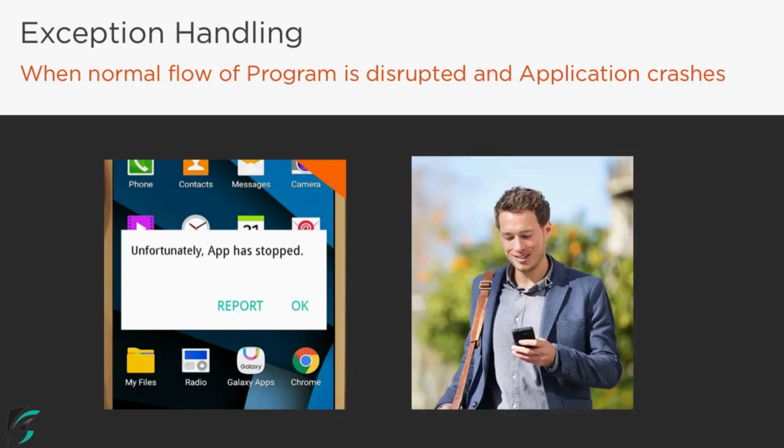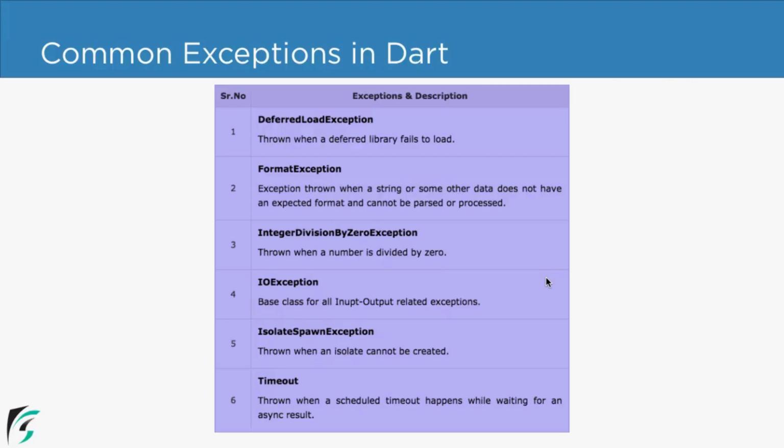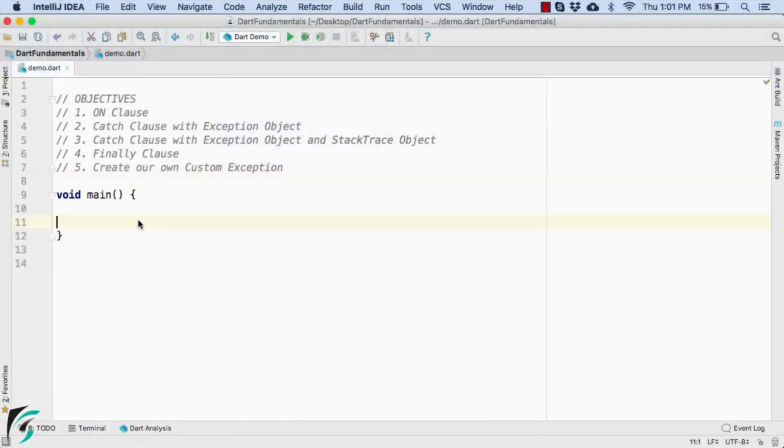And in Dart, we have many different kinds of exceptions that might arise within our application. Some of the common exceptions in Dart are format exception, IO exception, and integer division by zero exception. So in this video, let us take one of these exceptions and explore exception handling in Dart. So head back to your editor, and here on the top, I have written some objectives. But before that, let me show you how an exception arises in a program.